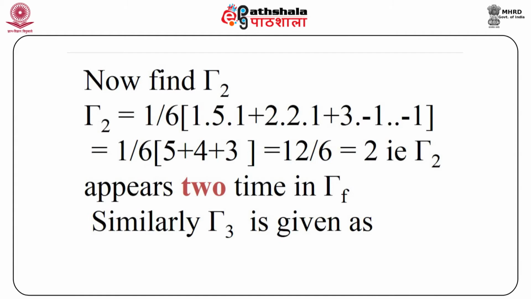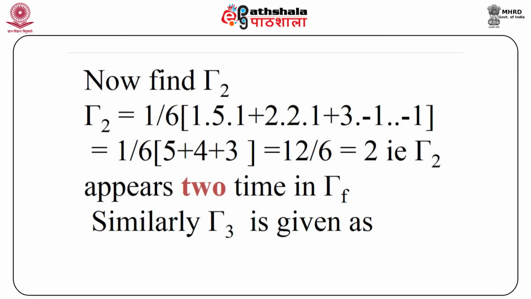For tau 2 we again make use of 1 by 6 within bracket 1 into 5 into 1 plus 2 into 2 into 1 plus 3 into minus 1 into minus 1. And the result is 1 by 6, 5 plus 4 plus 3, that is 12 by 6, which is equal to 2. That is, tau 2 appears 2 times in tau F.